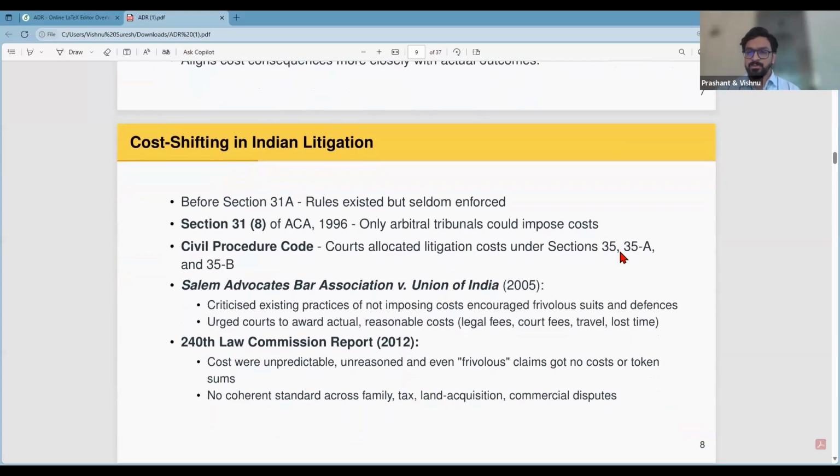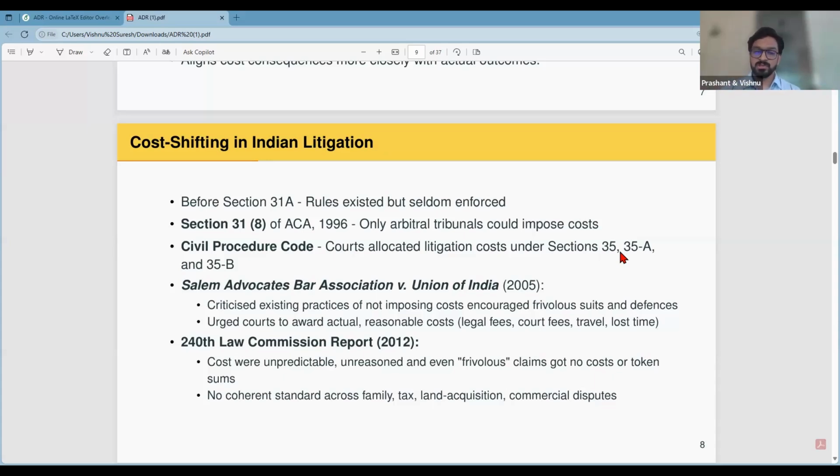So what was the situation in Indian litigation? I want to take you to Indian litigation before we focus specifically on arbitration-related litigation. What were the cost shifting or cost allocation patterns and trends before 31A existed? It was seldom enforced. If you look at the Arbitration Act itself, there was Section 31(1)(8) prior to the amendment, which only said arbitral tribunals could impose costs with no real guidelines or clarity as to what principle is to be followed.